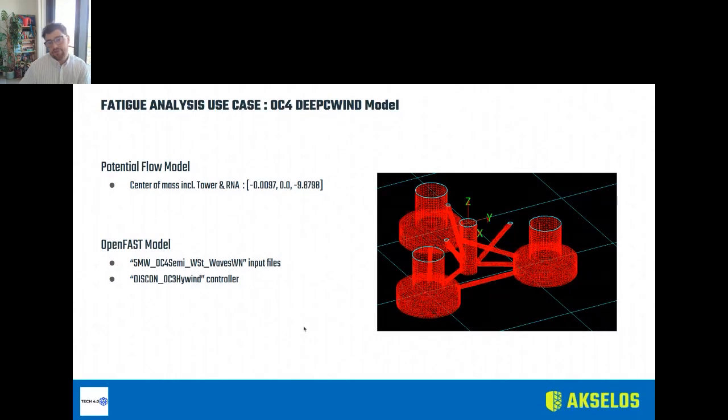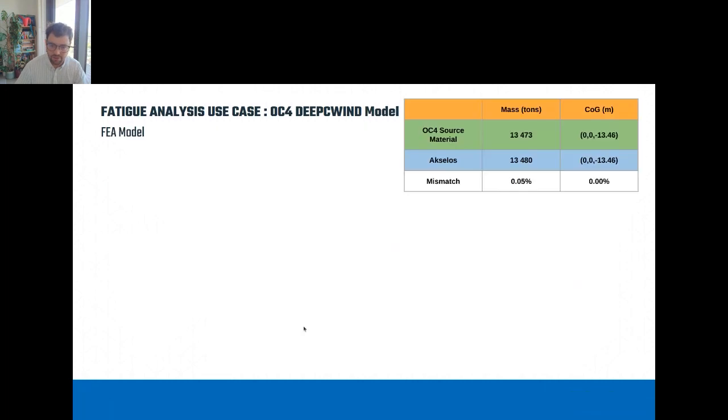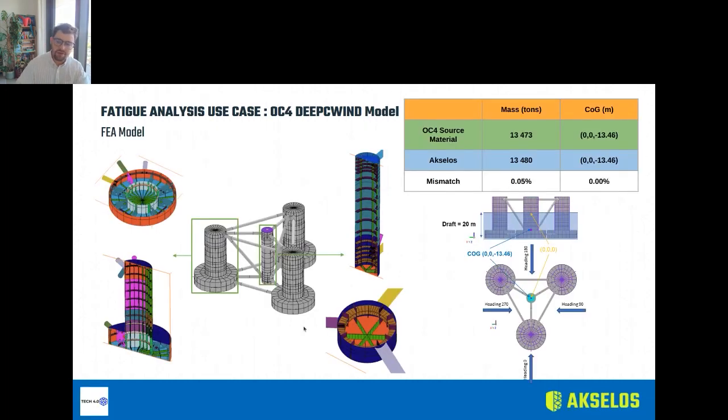I'm going to show you, trying to be as quick as possible, a demonstration for the OC4 DeepCwind model. We've generated a panel mesh, placed the center of mass correctly, which includes the tower and rotor nacelle assembly mass. Then we use the open source OpenFAST model, which is a 5 megawatt OC4 semi, including the DISCON OC3 high wind controller. For the FEA model, we made sure that the mass of our FEA model corresponds to the OC4 source material, both in terms of absolute mass and in terms of center of gravity or center of mass. And we see that these match perfectly.